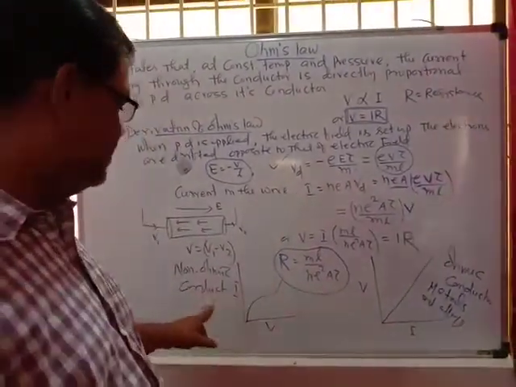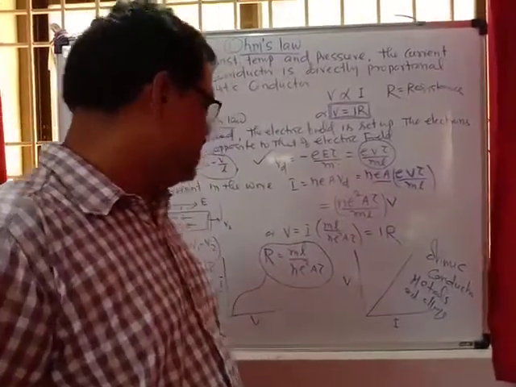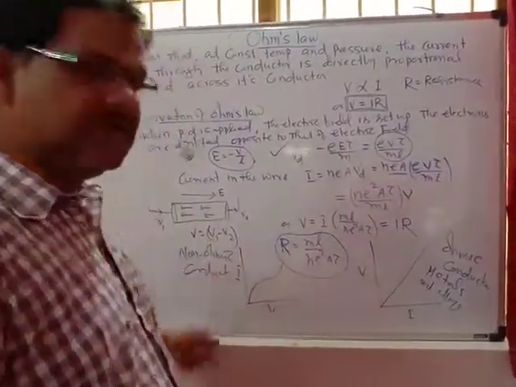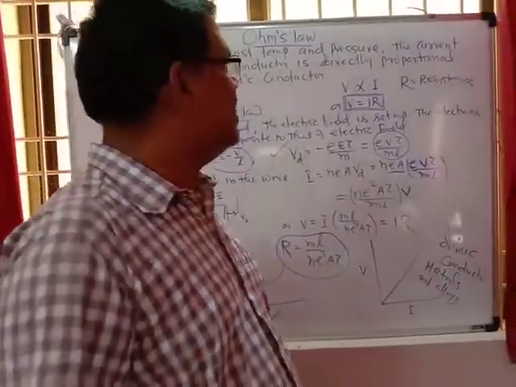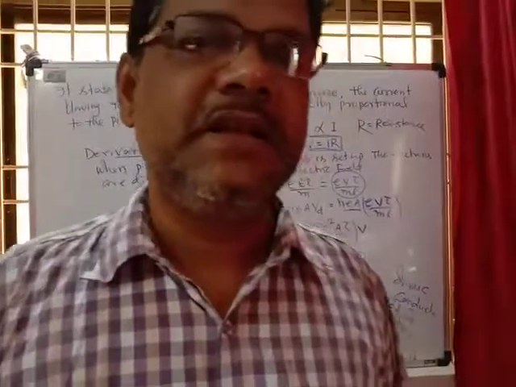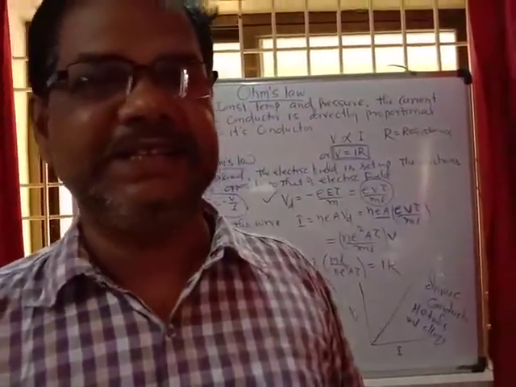So the VI graph or IV graph is like this for the ohmic conductor, and like this for the non-ohmic conductor. And this is all about Ohm's law. In the next video, we will discuss more about resistance and resistivity. Thank you.